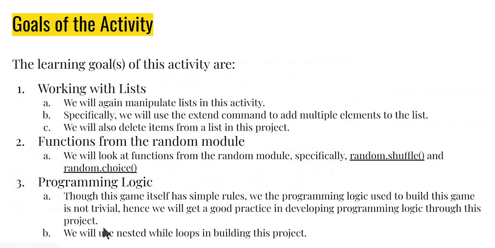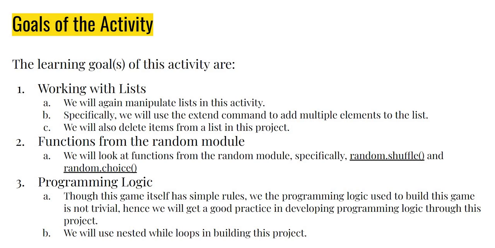Now in terms of the learning objectives from this game, we are going to work with lists extensively. In fact, this project will require us to manipulate lists again. Specifically, we look at using the method called extend, which adds multiple elements to a list, and we'll also look at how to delete items from a list, because the player cards, the computer cards, and the table cards are all lists that we are using and they'll interact with each other, as you'll see later on. We'll look at multiple methods to delete items from a list, and that is quite interesting.